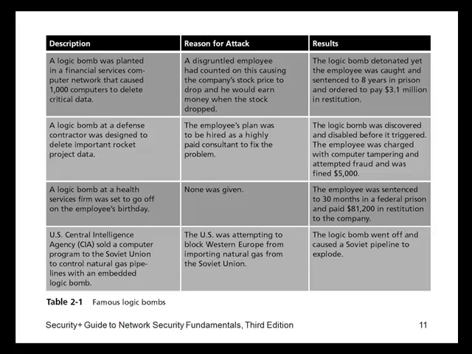This table's in the book, and this is just a listing of logic bombs. In this one, it detonated, yet the employee was caught and sentenced to 8 years in prison and paid $3.1 million in restitution. And I bet it wasn't $1 down and $1 a week. This employee had counted on this causing the company's stock price to drop. This was somebody that was shorting the stock. What he was trying to do was get some bad news out about the company, so that the stock price goes down.